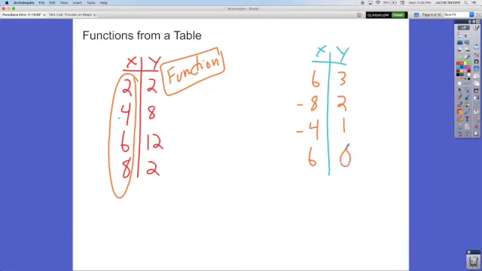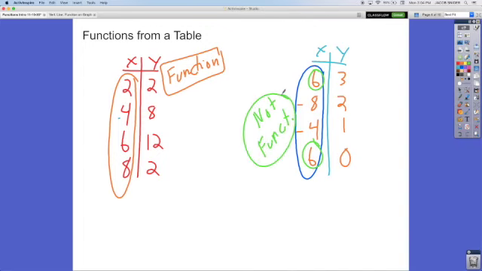What about this table now? Write that for me. I got 6, -8, -4, 6. Look at my ordered pairs there. Look at my x values. Do they repeat? What do you see? Do you see any of them that repeat? Not a function. Okay? Any questions on that? All right.